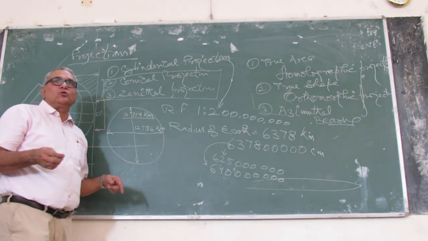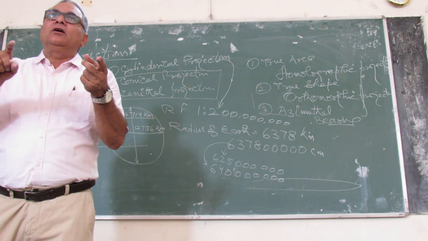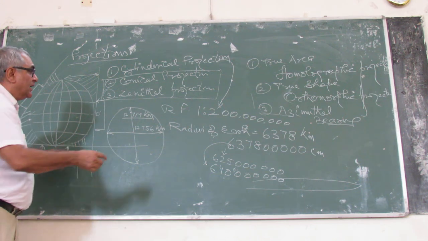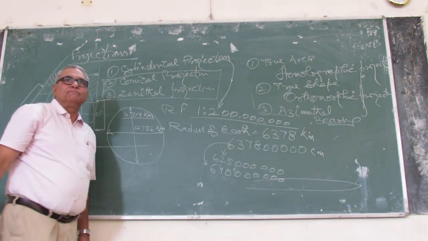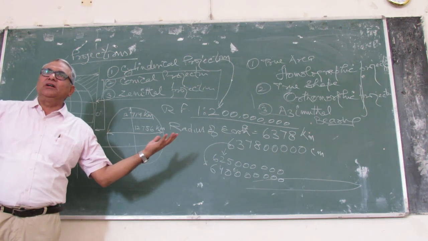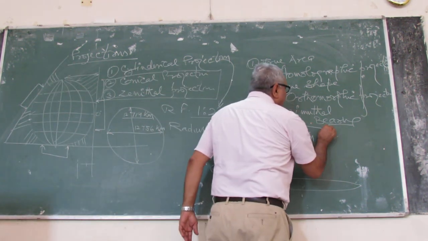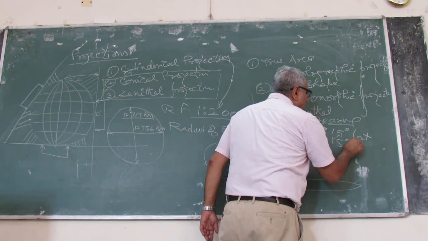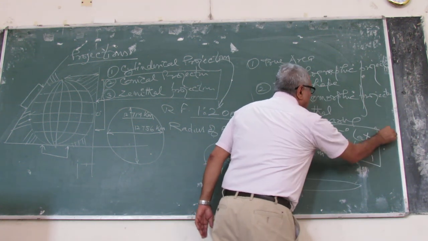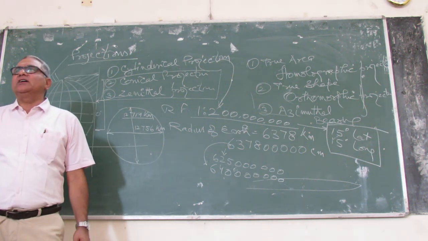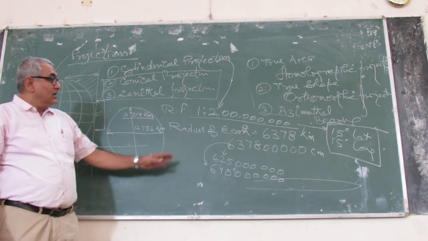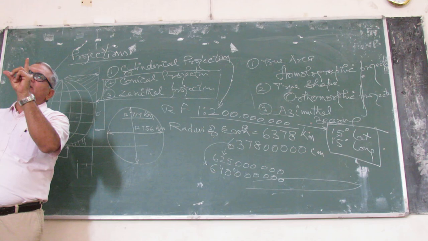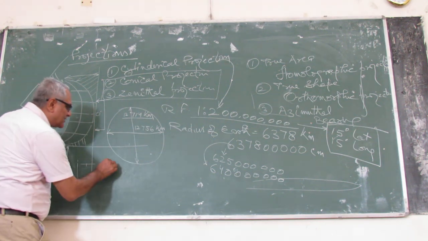So how to calculate the radius of your projection, to construct the projection? If the RF is this, and we want to construct the projection of the world with a 15 degree latitude and 15 degree longitude interval. The interval is 15 degrees latitude and 15 degrees longitude. Then how to construct this projection? First we have to calculate the radius of the circle. How to calculate the radius of the circle?